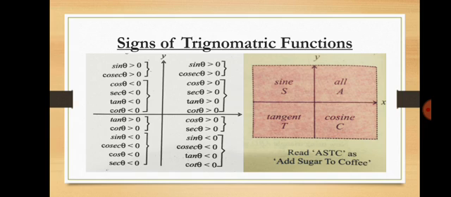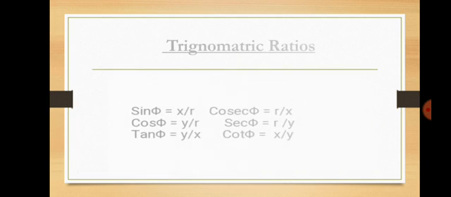A stands for all. It means that in the first quadrant all the trigonometric ratios are positive, and S means sine, that means in the second quadrant the sine and its reciprocal are positive, and except these all other trigonometric ratios are negative. Similarly, in the third quadrant the tangent and cotangent are positive and all other trigonometric ratios are negative. And in the last quadrant, cos theta and its reciprocal secant theta will be positive and all other quantities will be negative.